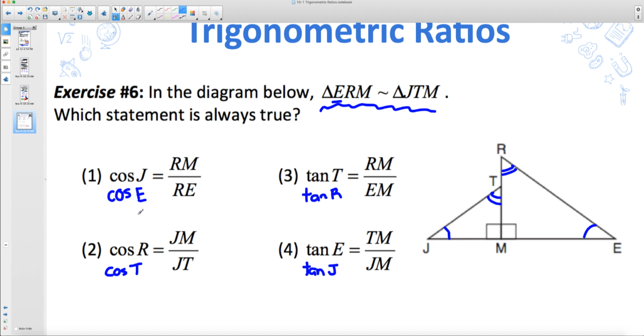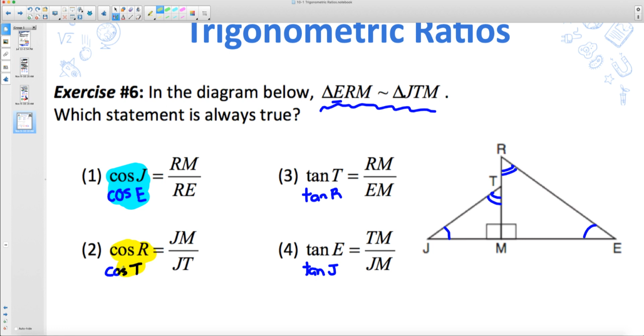So we need to really be looking at 2 different ratios because we have 2 angles that are congruent. Cosine of J and cosine of E are equal, cosine of R and cosine of T are equal, tan of T and tan of R are equal, and tan of E and tan of J are equal. So in the first one, if either cosine of J or cosine of E equals RM over RE, then it's a true statement.